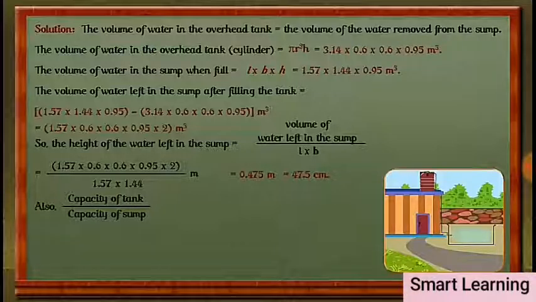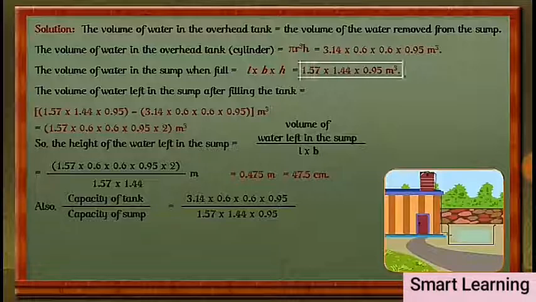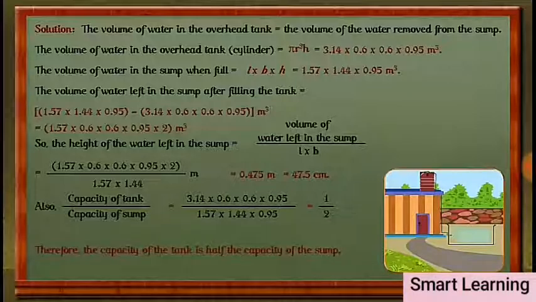Also, capacity of tank upon capacity of sump is equal to 3.14 into 0.6 into 0.6 into 0.95 upon 1.57 into 1.44 into 0.95 equals to 1 by 2. Therefore, the capacity of the tank is half the capacity of the sump.